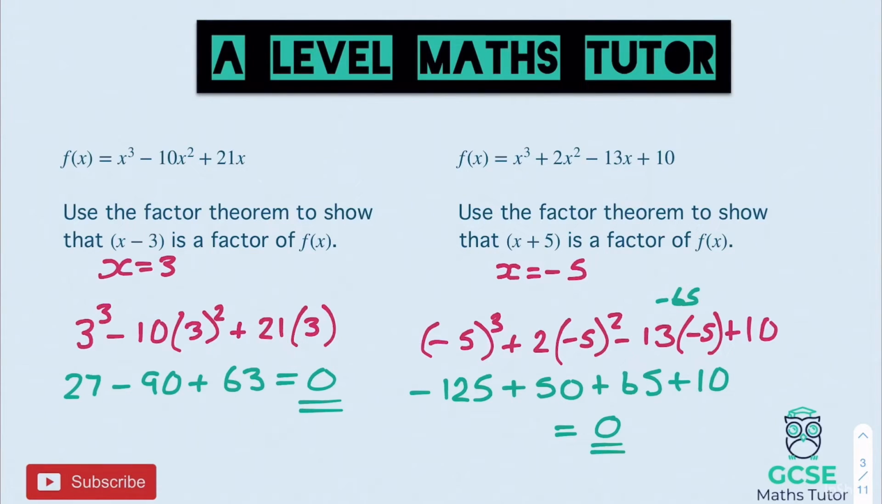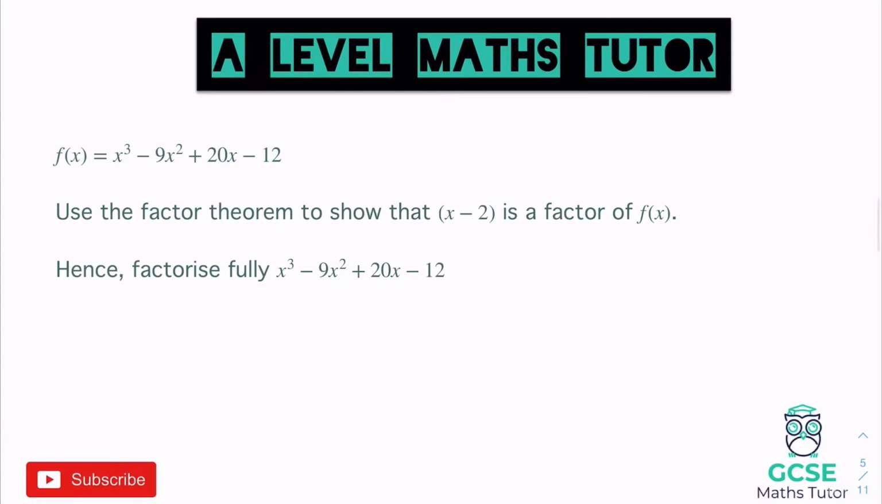Right, okay, so that is obviously showing whether a factor is actually a factor of the cubic. So let's have a look now at using that and allowing us to factorise these. Okay, so we've got f of x equals our cubic, and it says use the factor theorem to show that x minus 2 is a factor, which we've just done, and then hence factorise fully the cubic. So let's have a look.